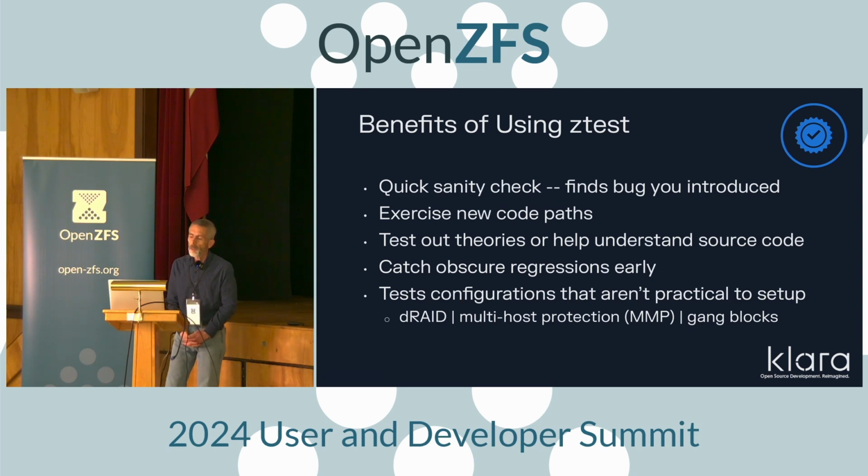So why would you want to use ztest? My thinking is, why wouldn't you be using ztest? First, as I alluded to earlier, it'll find the bug you introduced. If you break ZFS fundamentally, almost like when you run check style before you do your pull request, I think it's warranted to run ztest. It only takes 5 minutes. And it gives you confidence that you didn't embarrassingly break ZFS in a fundamental way.